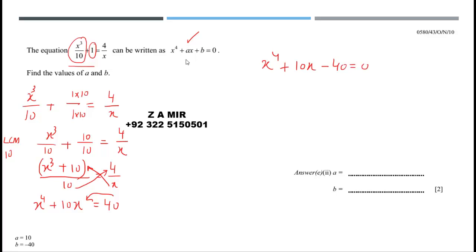So let's compare this. So here ax is 10x. So a is 10 by comparing, and b is minus 40.